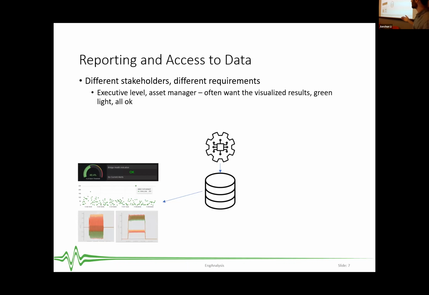So you really want to see just a green light. It's all okay. You can have a quick look at the data. It's basically an executive summary of a report. And then they can say, oh, that's a strange looking point. Can you go and look at it for me?